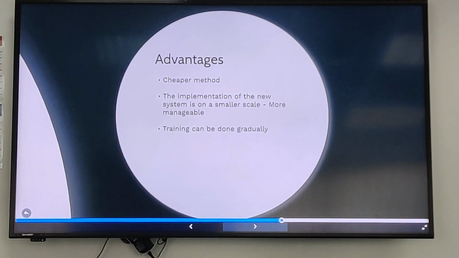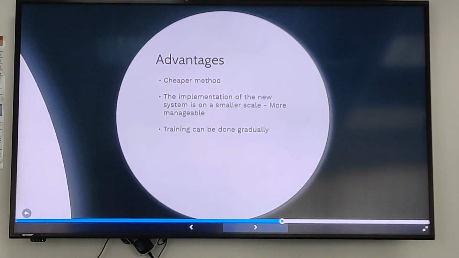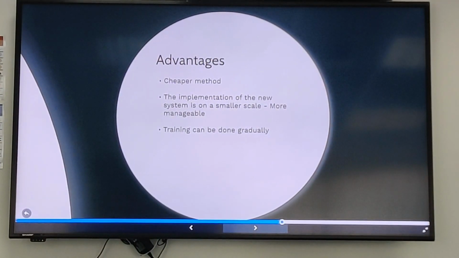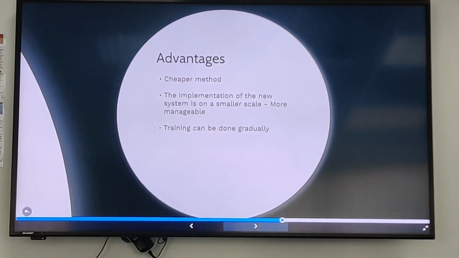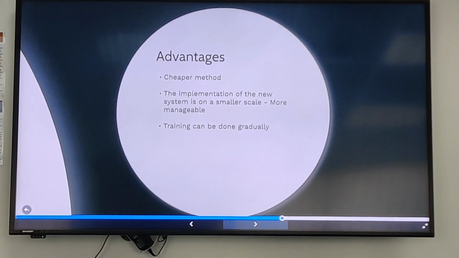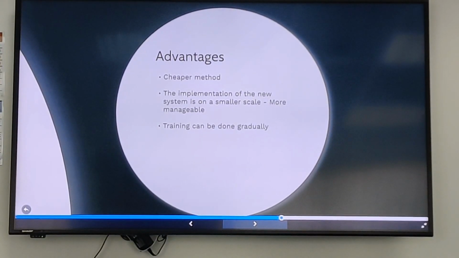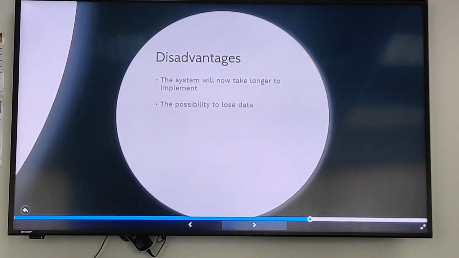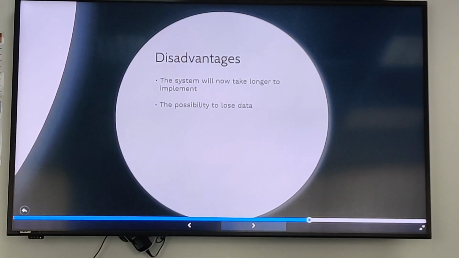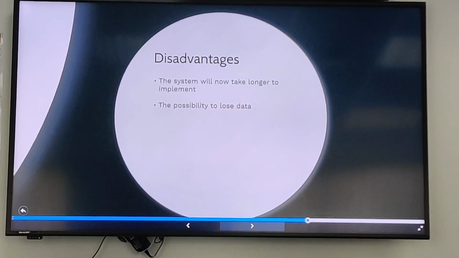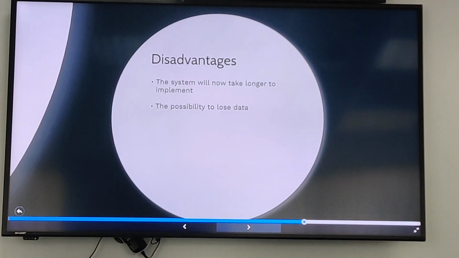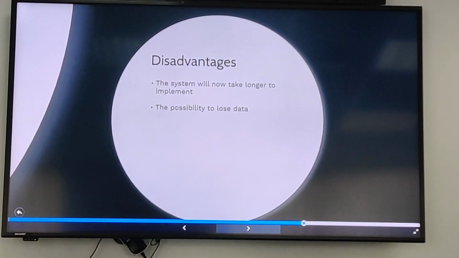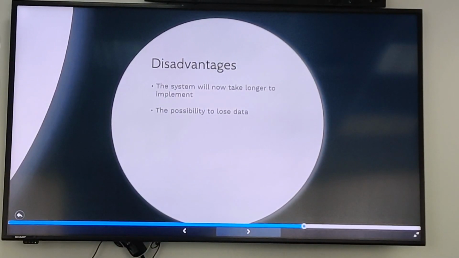The implementation of a new system is on a smaller scale, so that makes it more manageable. And so if there is a problem, you're able to get to the source of the problem quicker. And training can be done gradually. You don't have to get people and make them go through the training of the system all at once. However, the system will take longer to implement because you're initially implementing it in one location and then gradually moving it forwards. And again, just like the direct changeover, there's a possibility to lose data.